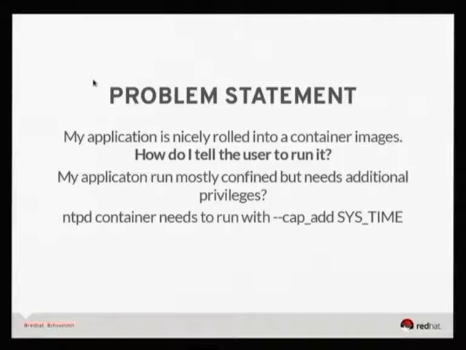So my application mostly runs confined, but I need one additional privilege. The IPA guys have been fooling around with splitting out all of their services into different Docker packages, and one of them that they came across was ntpd. They want to run ntpd to keep the time synced between all their servers, and they want to run that in a container, but ntpd needs to be able to set the system time, so it needs one capability: cap add systime. So now they have to tell everybody that runs ntpd to run this special command, using cap add systime, so it gets that capability.